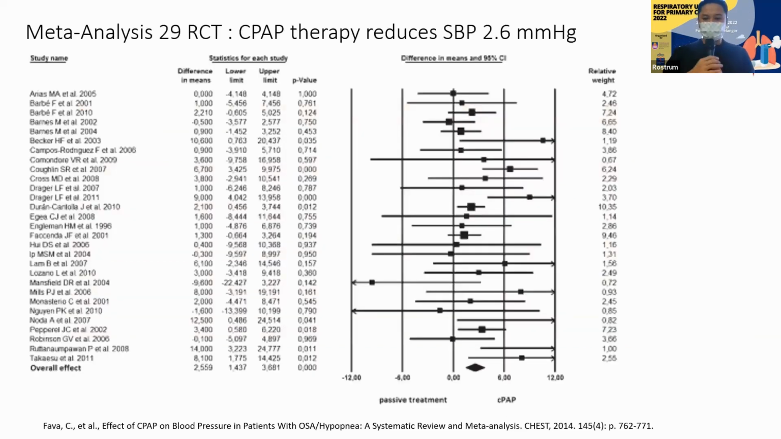In a meta-analysis carried out by Fava et al. on the effect of CPAP on BP in OSA patients, which includes 29 randomized control trials, CPAP therapy reduces systolic blood pressure by about 2.6 millimeters mercury. Although this reduction in BP is small compared to the effect of most antihypertensive medication available, a 1 to 2 millimeters mercury reduction in BP is actually associated with a reduction in major adverse cardiovascular events. So although small, it has very good effects on the prognosis of the patient.